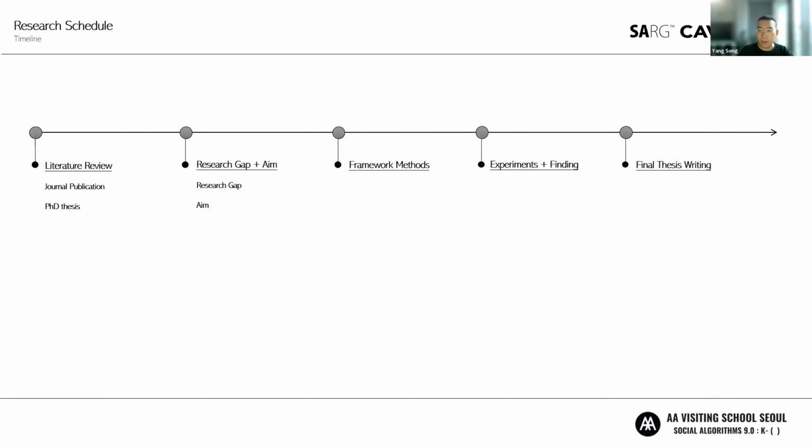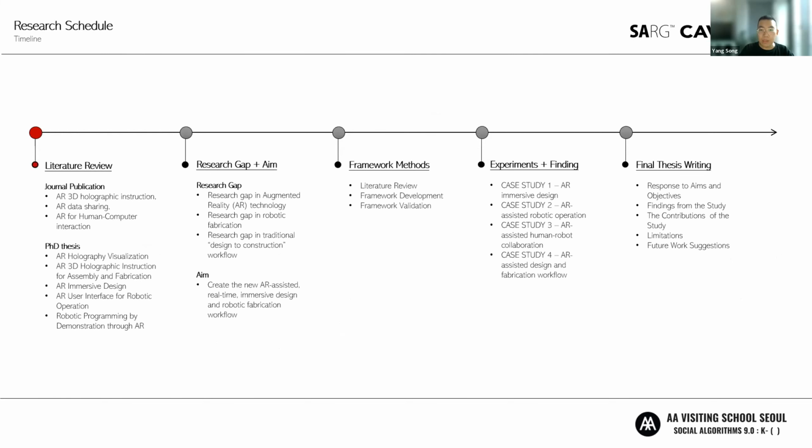This is my research timeline, which is divided into 5 main parts, including the literature review, the research gap and aim, framework methods, experiments and findings, and the final thesis writing. At the beginning of my research, I started the literature review and tried to find the current research gaps about AR technology applications in architectural design methods and also robotic applications in digital fabrication. I tried to find out the limitations and also the current disadvantages.